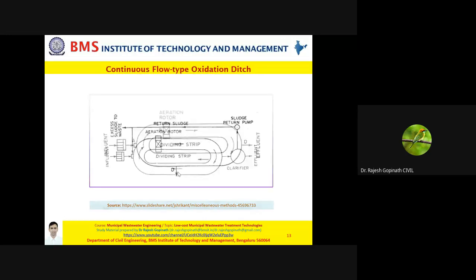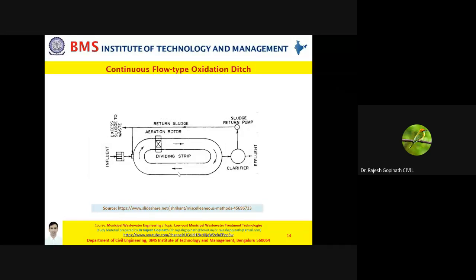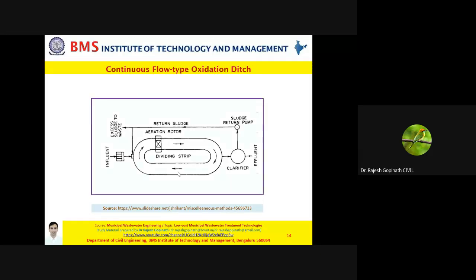Now if we are talking about the second type, that is your continuous flow type. Now in this case, what happens is, you do not allow any settling to take place in this oxidation ditch. There is no settling allowed in the oxidation ditch. The entire operation is kept continuous by allowing the MLSS to settle in a clarifier. So that is the basic difference between intermittent oxidation ditch and a continuous flow type oxidation ditch.